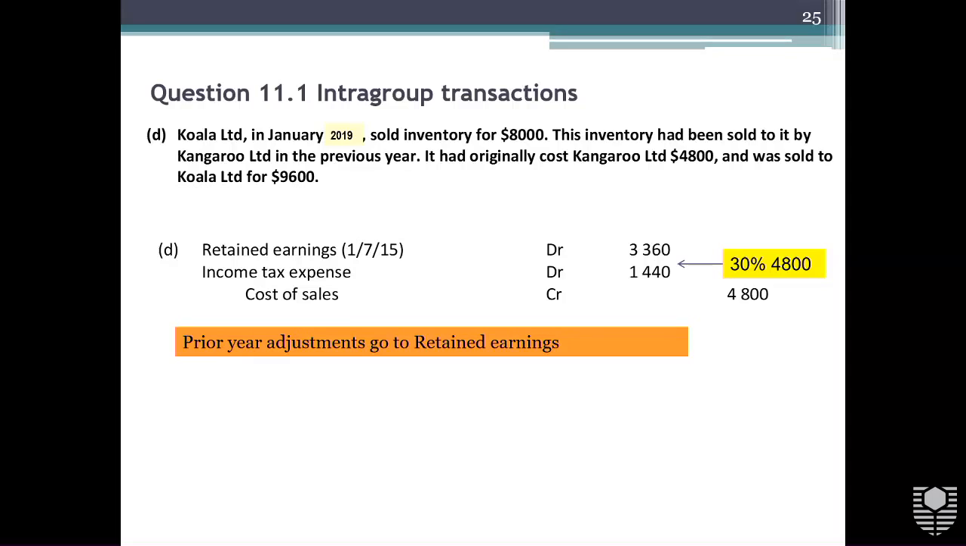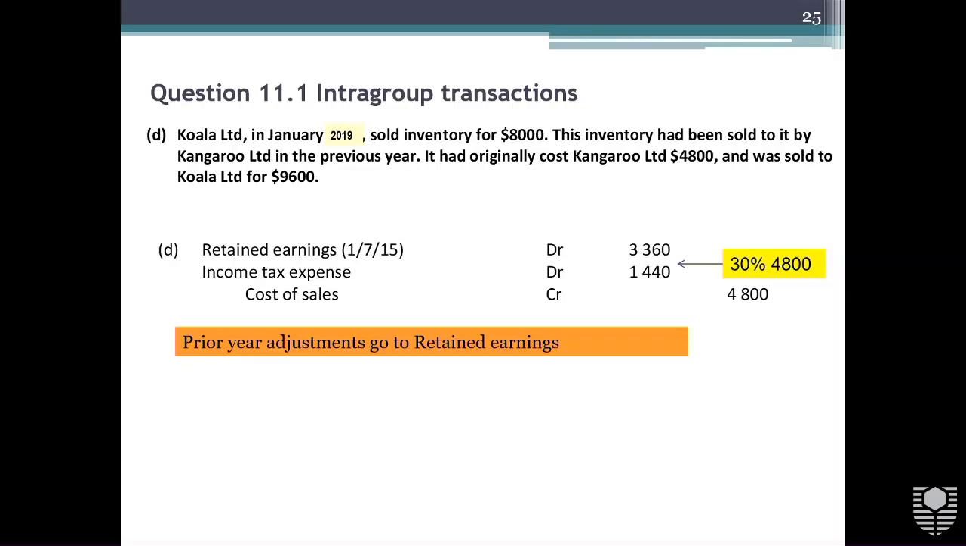So it had originally cost kangaroo 4,800, and was sold to koala for 9,600. So we've doubled the markup, so it's been overstated by 4,800. We're going to have to adjust our cost of sales. We're going to credit it by the extra, which is your 9,600 minus 4,800. Cost of sales, credit 4,800. 30% of that, 1,440, and the difference goes to our retained earnings because it's in your retained earnings of the previous year where the movement with your sales and your cost of goods sold is. But we have to write out the extra.